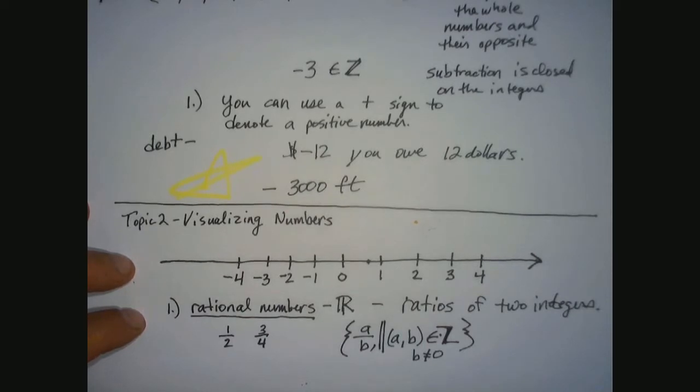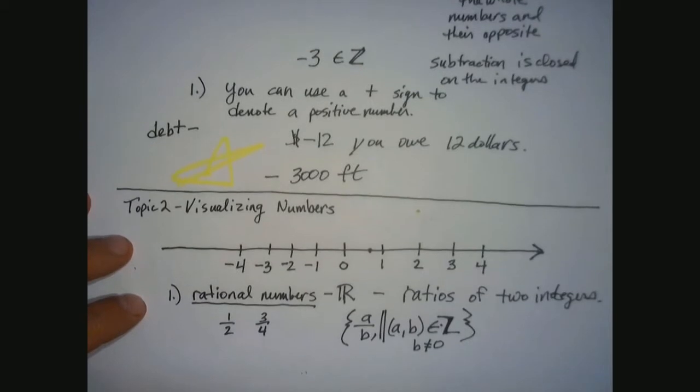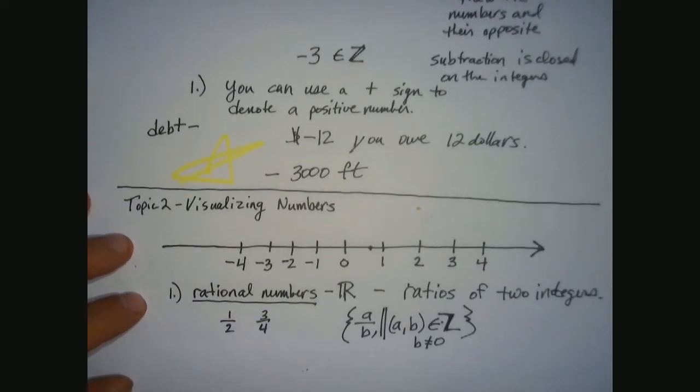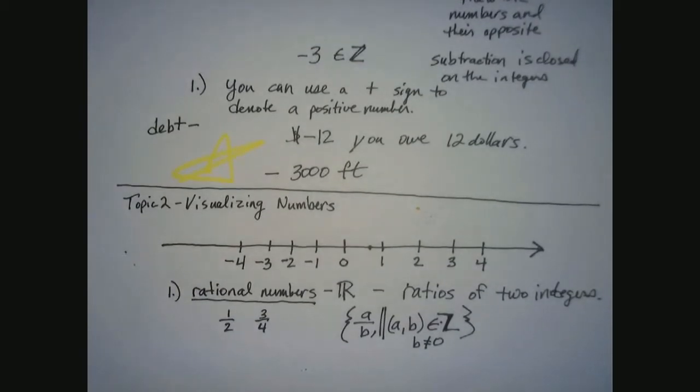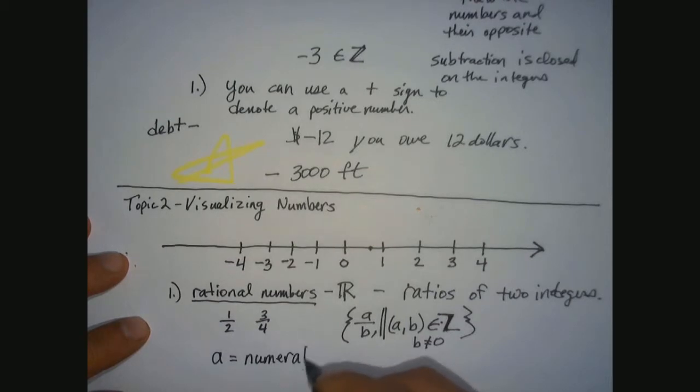Why not? You can't divide by 0. A could be 0. B cannot be 0. Facts about these rational numbers are the same as the facts about fractions. The top number, A, is called the numerator. And the bottom number, B, is called the denominator.